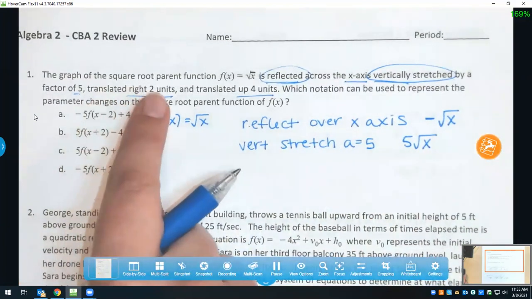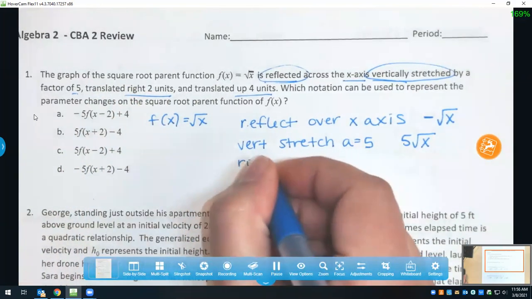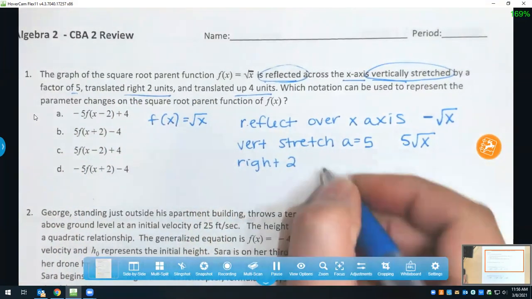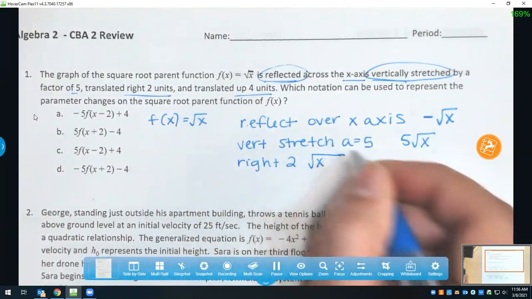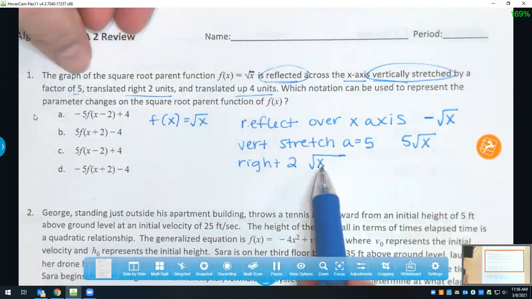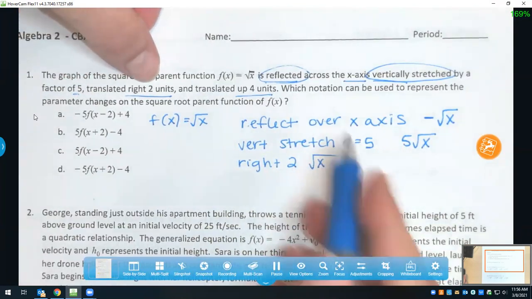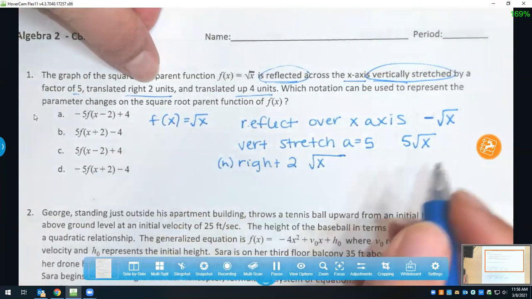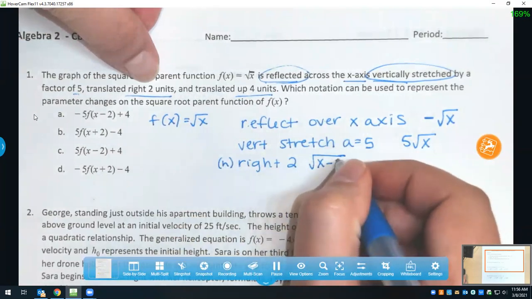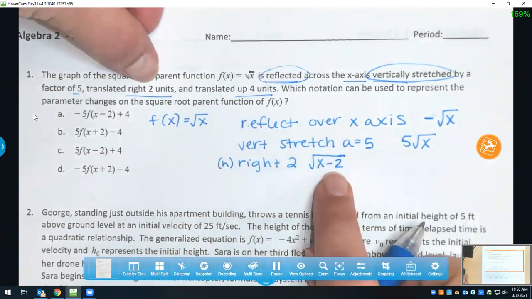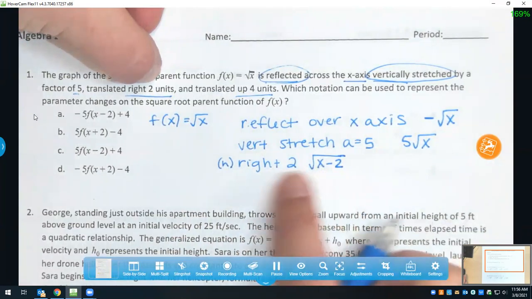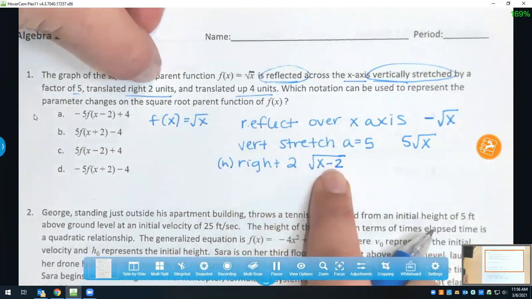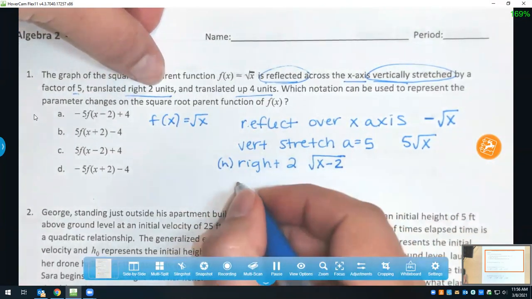If you translate to the right 2 units, remember that's going to be the inside, or under the radical part. That's like the h, right? So translating to the right, think of that as the h. That's going to be opposite of what we would see, right? So the formula for our standard form is x minus h, so x minus 2. So right 2 would just have that minus 2 under our radical.